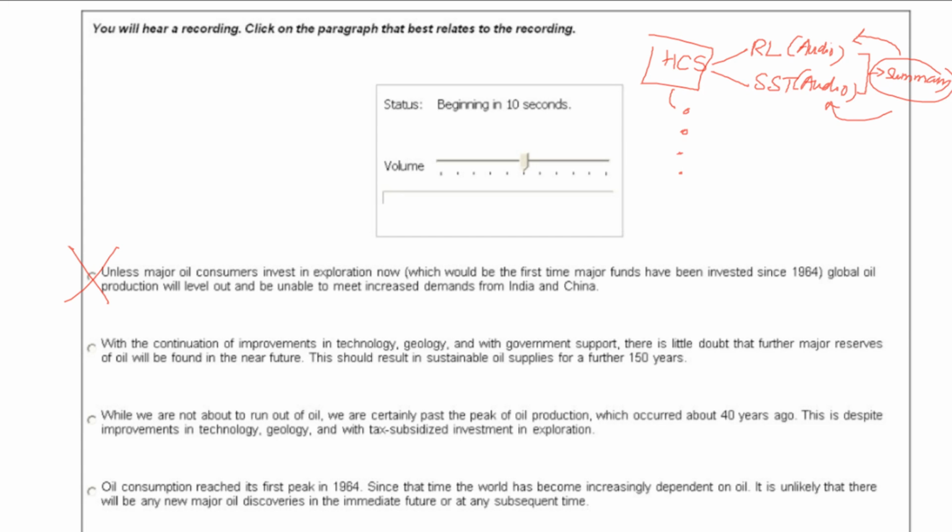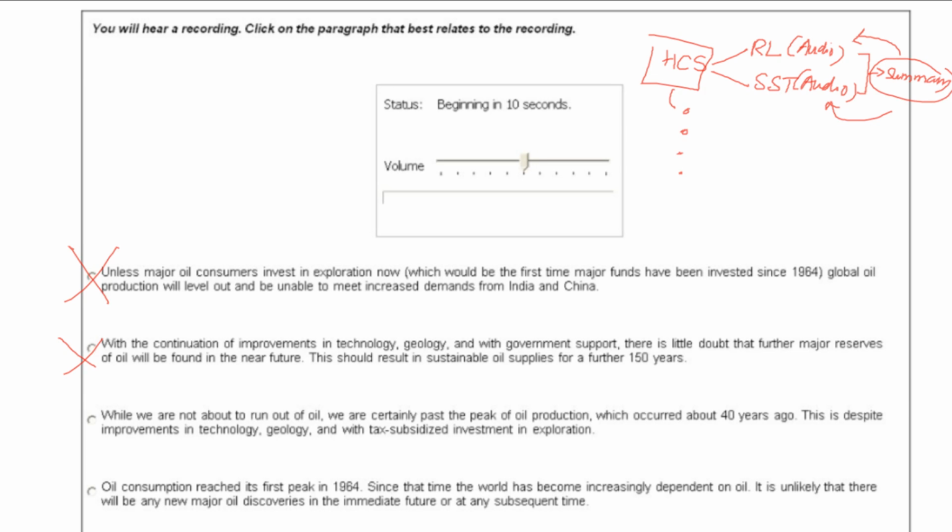With the continuation of improvements in technology, geology, and with government support, there is little doubt that further major reserves of oil will be found in the near future. This should result in sustainable oil supplies for a further 150 years. Has it told us that it should be sustainable for 150 years? No. So let's look at the third option, guys.